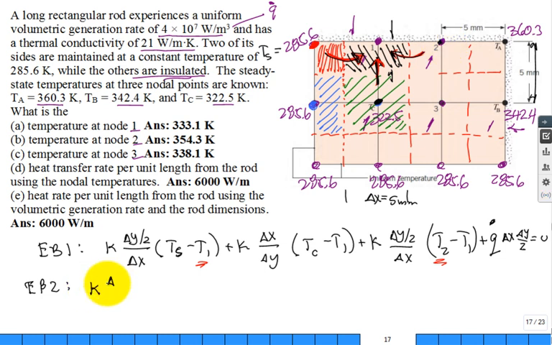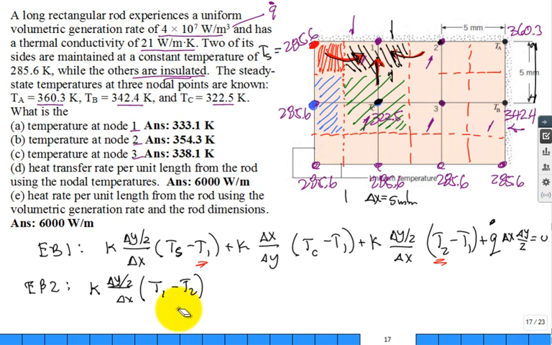K, I'll have delta Y over 2 divided by delta X. This is going to be the flow from 1 into 2. Professor, this is so confusing. Over here we had T2 minus T1 in energy balance for node 1, but now you swap them and you have T1 minus T2 for the energy balance in node 2. All the flows flow into the node of interest that you're doing the energy balance on. It's good bookkeeping, good strategy.